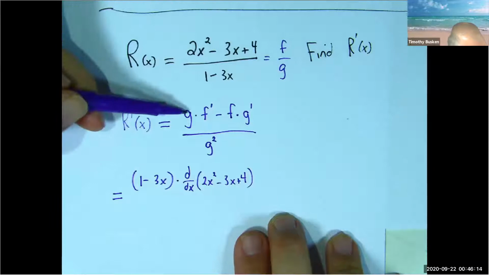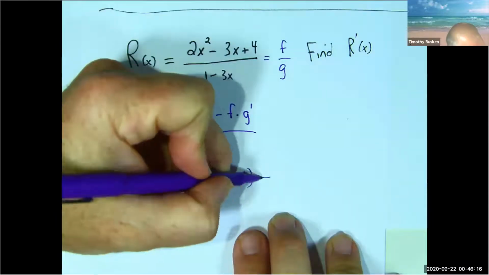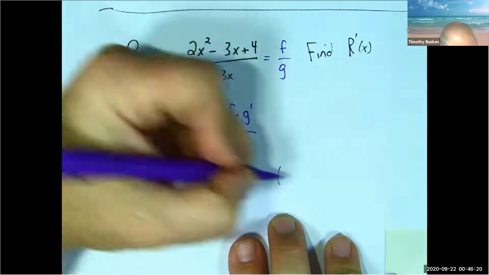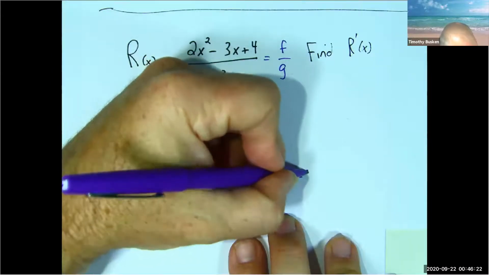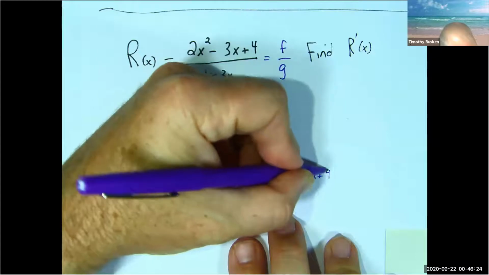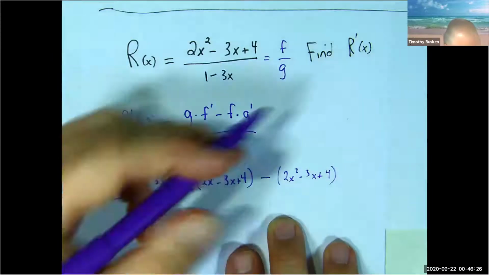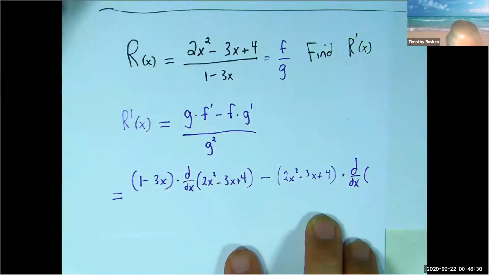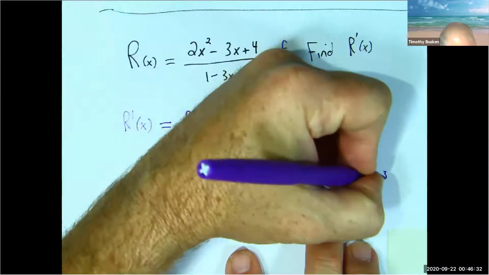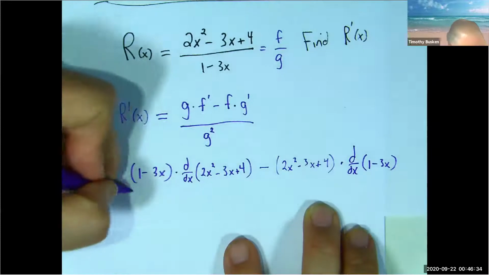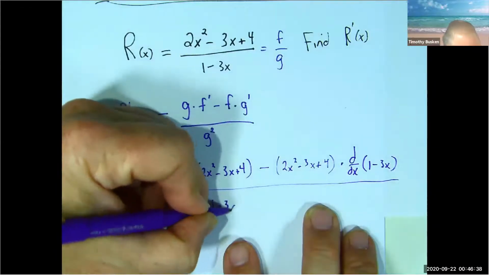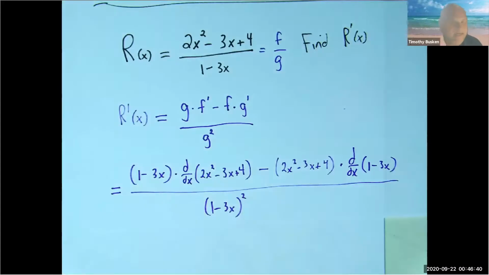So that's g times f prime. And then minus f times the derivative of g. And that's all over g squared. So it's going to be 1 minus 3x quantity squared in the denominator.